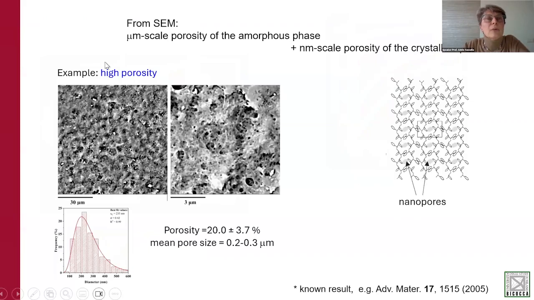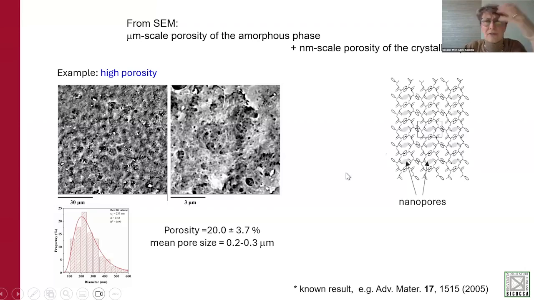But this was also confirmed by scanning electron microscopy. This is just one example: we saw a really rough surface full of holes, so we could also estimate the mean pore size. But we could also see some linear or fibril regions, the brighter, white ones, which are the crystalline phase, which is known to possess a porosity over a different scale.